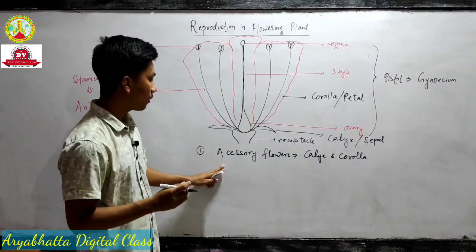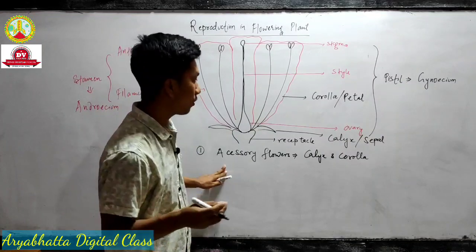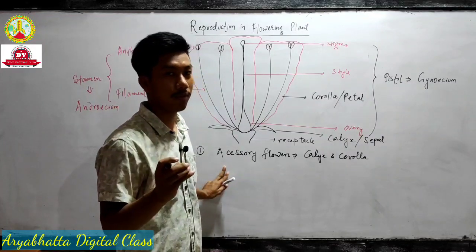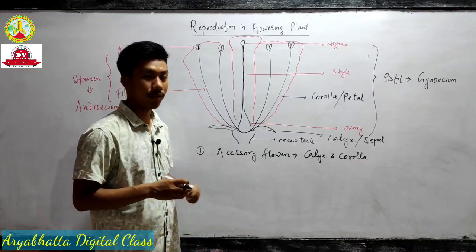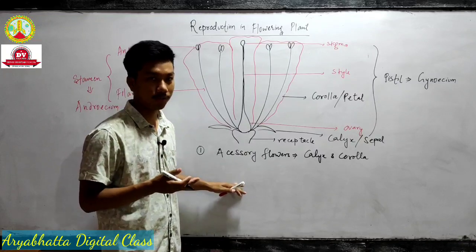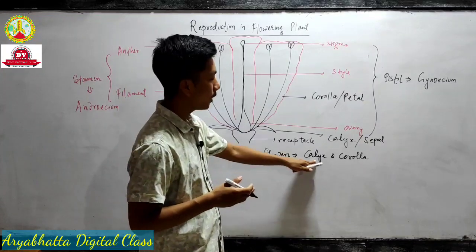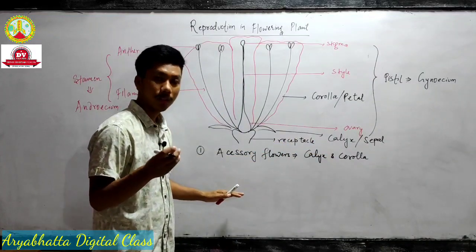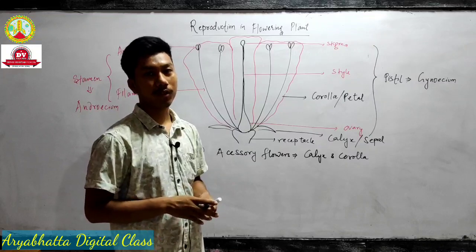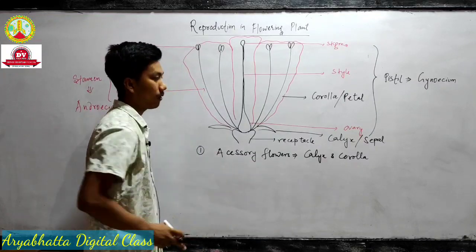Accessory means they just help in giving protection to the male and female reproductive structures. They do not take part in the reproduction process. Who gives protection? That is the calyx and corolla. They give protection to the male and female reproductive structures. That's why they are considered accessory.